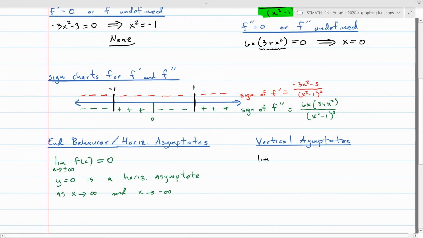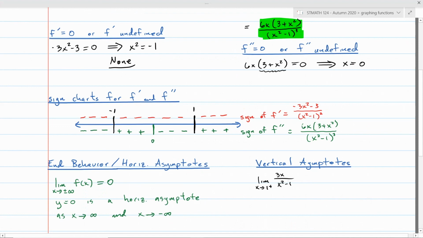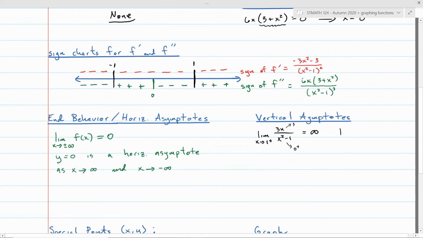So if we look at the limit as x approaches 1 on the right of our original function, which was 3x over x squared minus 1, well, I can see that the numerator is getting close to 3, and the denominator, since I'm putting in numbers a little bit bigger than 1, would be going to 0 but positive. So this is going to be positive infinity. And similarly, I could look at the limit as x goes to 1 but from the left. And this time, since the denominator is going to 0 but negatively, and the numerator is going to positive 3, I'm going to get negative infinity. So I've got a vertical asymptote here, and I can see what's happening on either side of the asymptote. On the right side of the asymptote, it's going upward, and on the left side, it's going downward.